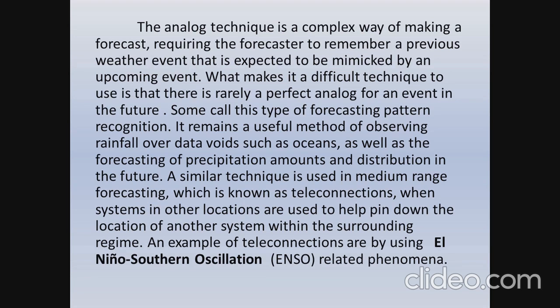There is rarely a really perfect analog for an event in the future. Some call this type of forecasting pattern recognition. It is a useful method of observing rainfall over data voids such as oceans, as well as forecasting the amounts of precipitation in the future.